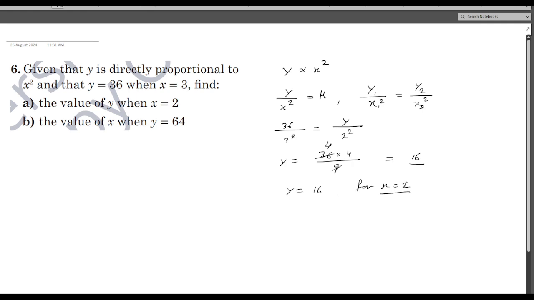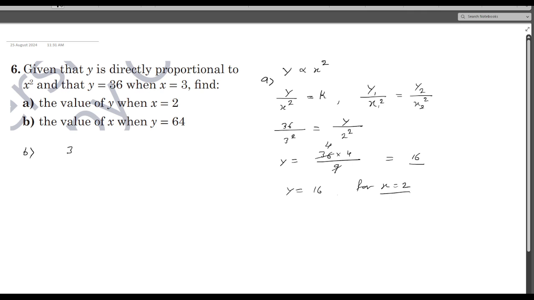Instead of doing it like this, you can first calculate the value of k and then find the value of y. That is also okay. This is your a part. Now the b part, the value of x we have to find when y is 64.